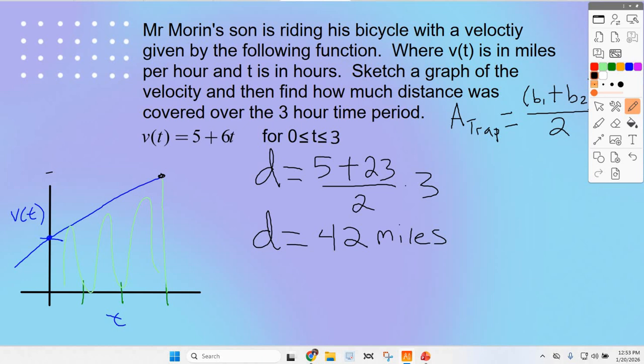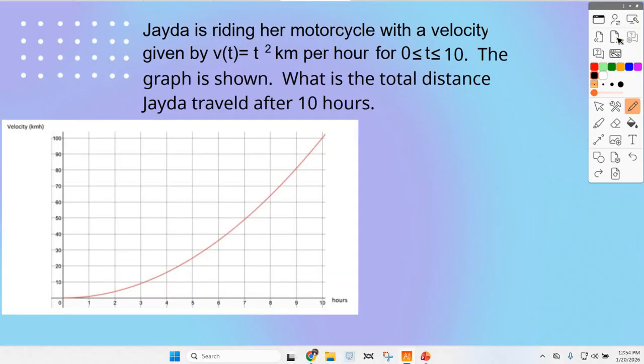Alright. So it seems like we have this area thing pretty under control. But let's see what happens. So let's keep going. Now let's look at Jada. Jada is riding her motorcycle with a velocity given by v of t equals t squared kilometers per hour for 0 to 10 hours. The graph is shown below. What is the total distance Jada traveled after 10 hours?